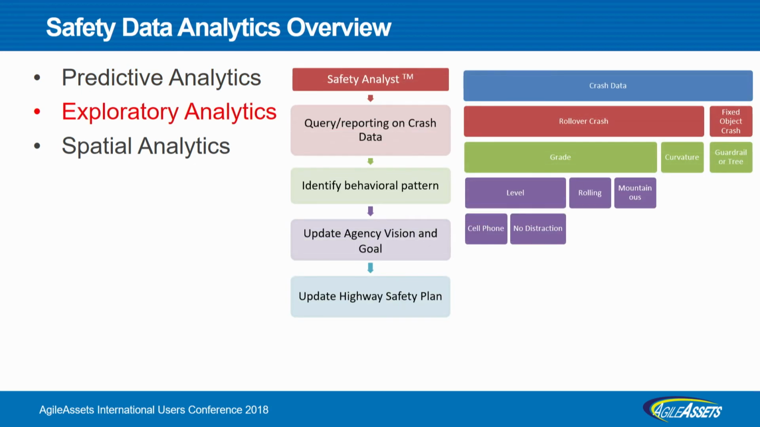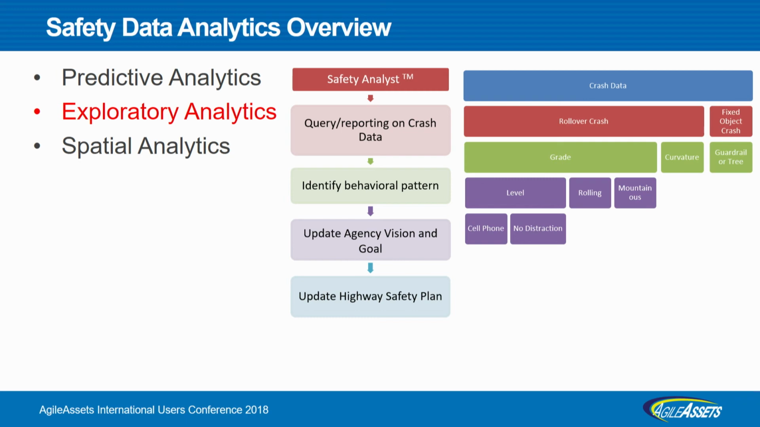The next thing is the exploratory analytics. So basically, you are trying to identify, we have a lot of variables in our crash records. We want to identify the best way to find out the root cause of any problem. For example, you are trying to find out the crashes that are happening due to road departure crash.